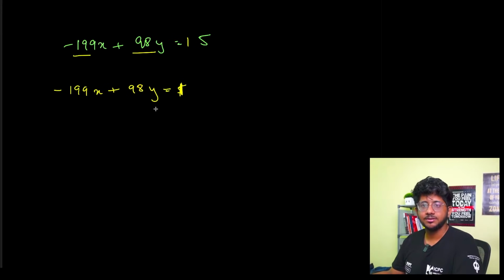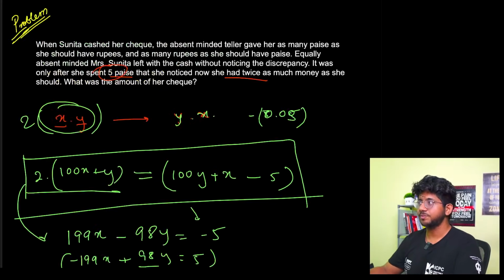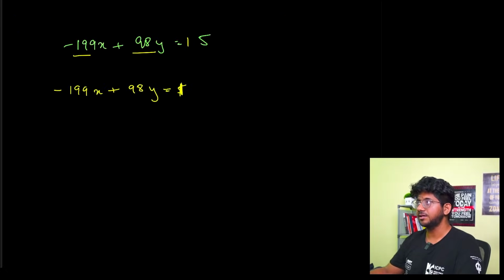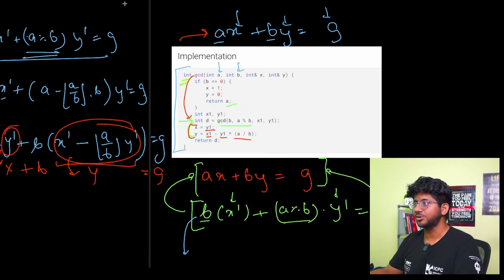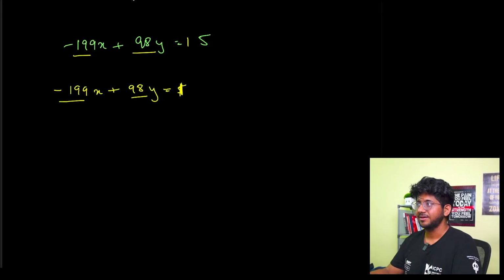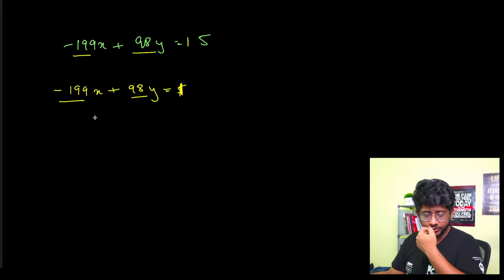How do we find out the solution for this? The algorithm, the code, just plug in these values. Plug in a equal to 199 and b equal to 98 in this code, and it will find you the solution. It doesn't need a and b to be necessarily positive always. You can plug in negative numbers over here as well. So this is what you give to the algorithm, and it will give you a solution. Since we don't want to write the code right now, I will just plug in the values and tell you the solution.